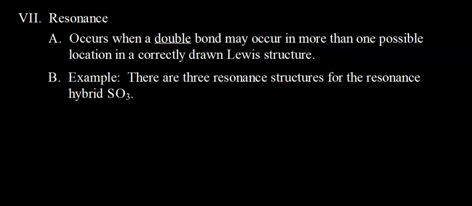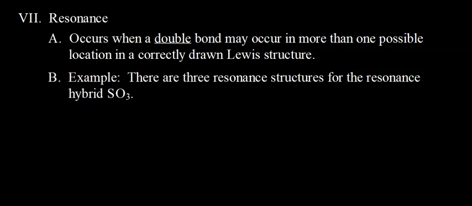Next up is resonance. Now be careful, this one is different. Sometimes there are equivalent Lewis structures. Those last examples we just saw are not equivalent Lewis structures. But what if you have equivalent Lewis structures for a molecule? Here's when it happens. It occurs when a double bond occurs in more than one possible location in a correctly drawn Lewis structure. Here's an example. We saw this just last lesson.